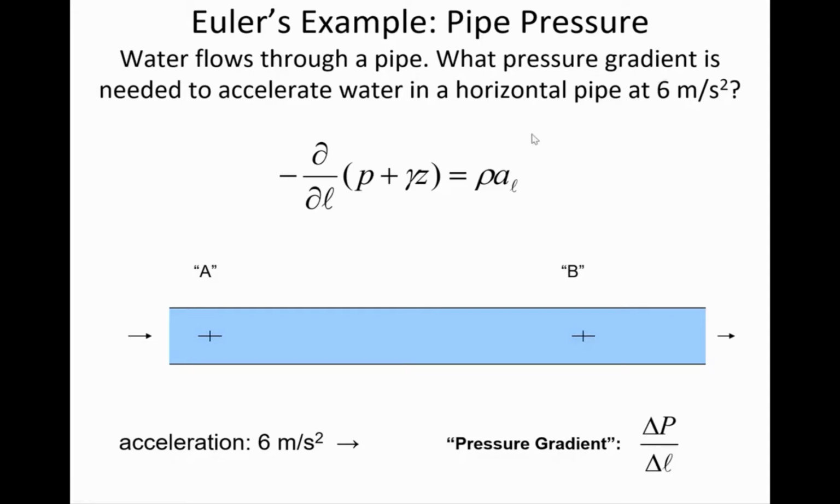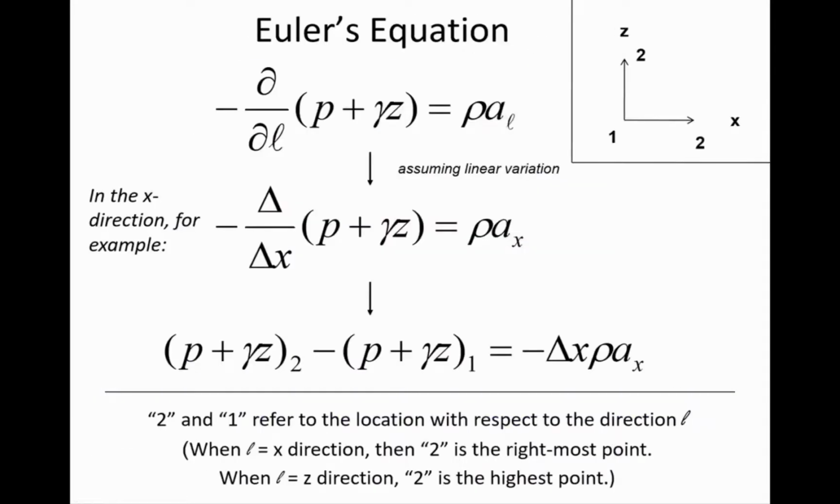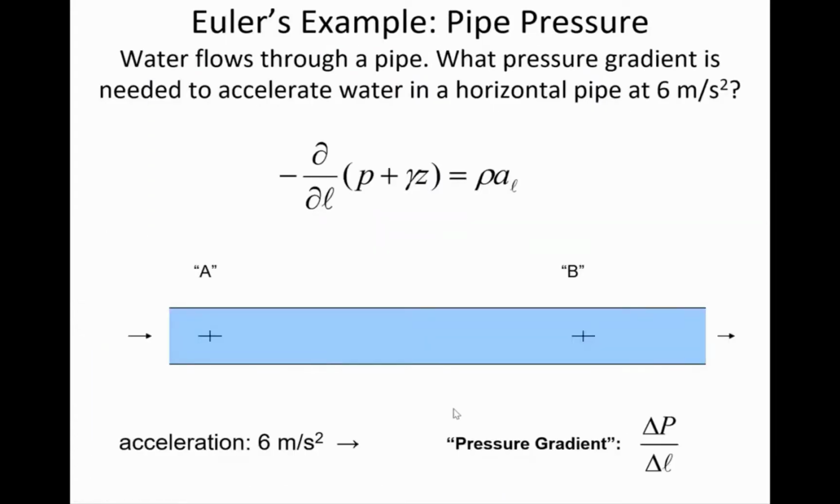So the way to solve this is you're given the acceleration, you know the acceleration distance, the acceleration direction to the right, meaning positive. It says here that it's water, and so that will define the density of the fluid. Since it's a horizontal pipe, then that means that ZA and ZB are level. And so why don't you see if you can expand out Euler's equation, meaning to this form, and use it to determine what is the pressure gradient.